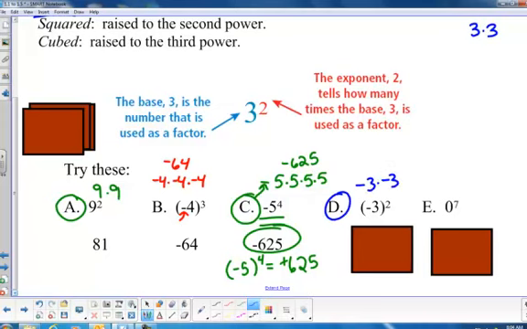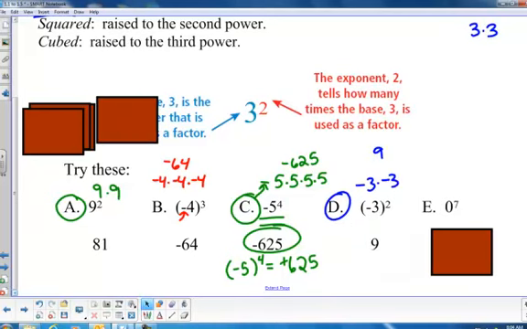Negative 3 times negative 3, positive 9. And the last one, 0 to any power is 0.